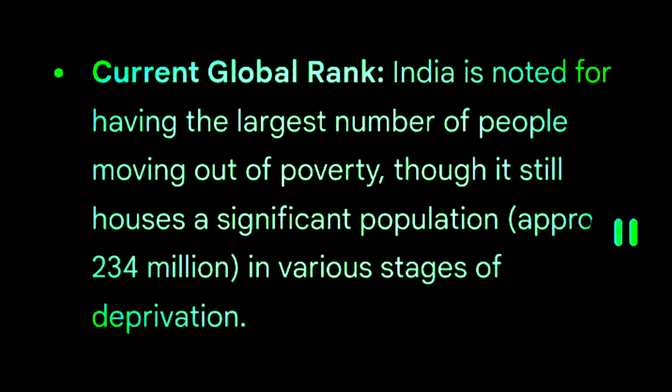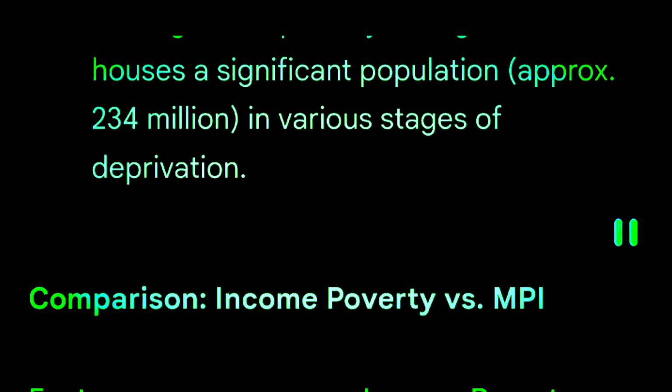Current global rank: India is noted for having the largest number of people moving out of poverty, though it still houses a significant population, approximately 234 million, in various stages of deprivation.